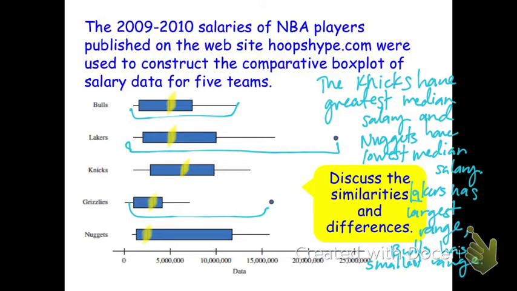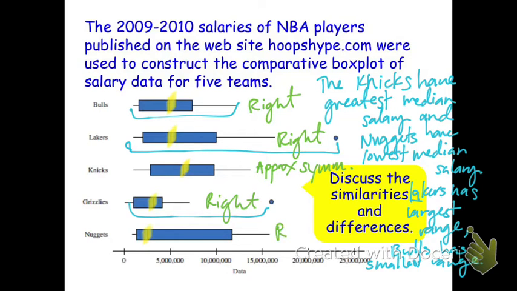Let's go through and name the shapes for all of them. So Bulls, what's the shape for Bulls? Skewed right. What about Lakers? Right. Knicks, I would say approximately symmetrical. Grizzlies, right. Nuggets, very right.